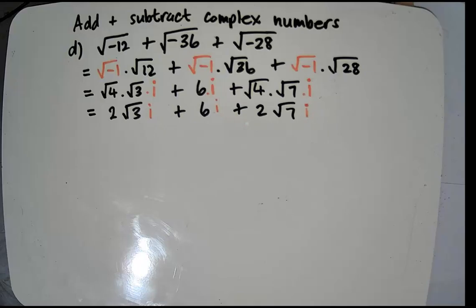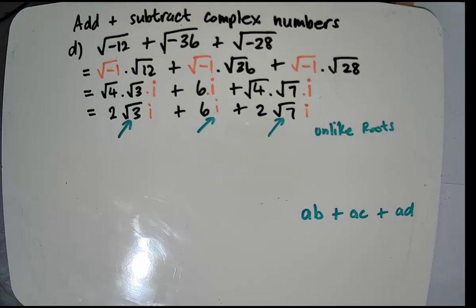So consider this, that all of these are unlike roots, okay? The root itself is unlike because we have root 7 here, there's no root here, and here we have root 3. So it's unlike roots. Do you agree? Even although the i is like, it's unlike roots.